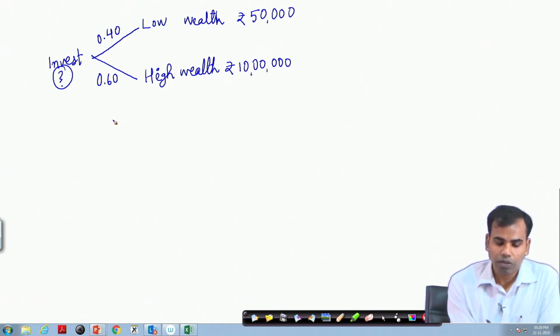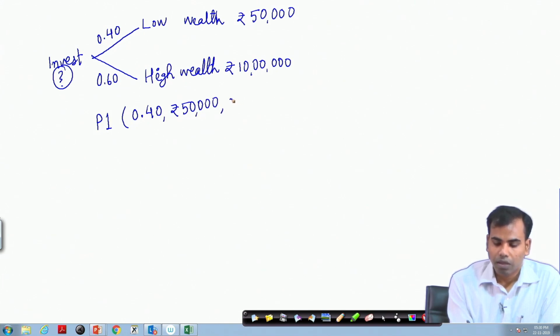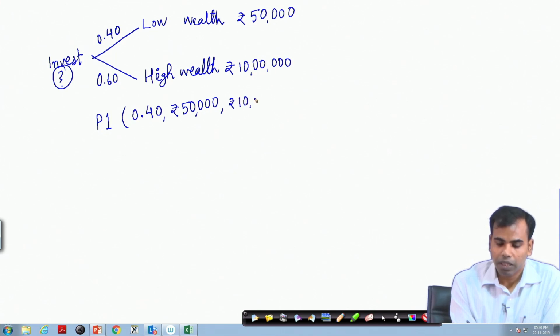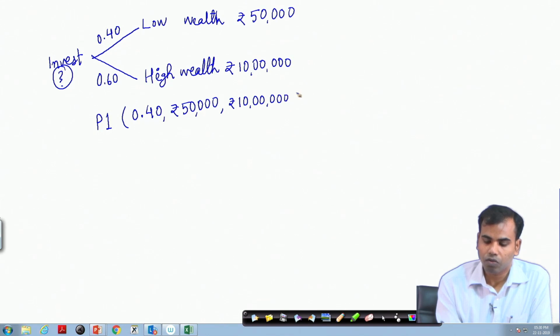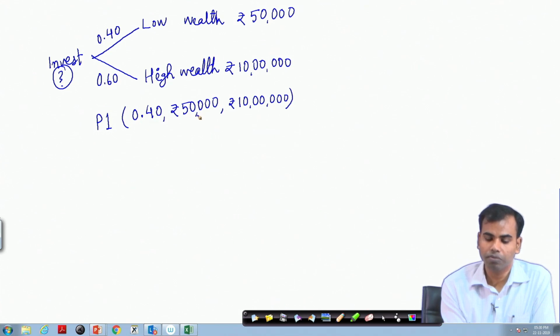If I want to express this particular situation in a prospect way, let us say I have a prospect 1 indicated as P1, which is basically a 40% probability of getting 50,000 in future out of this decision, and remaining probability is getting 10 lakh out of this decision. So, the first term basically is the probability of the first outcome, and second outcome is given, and remaining probability would be attached to the second outcome.